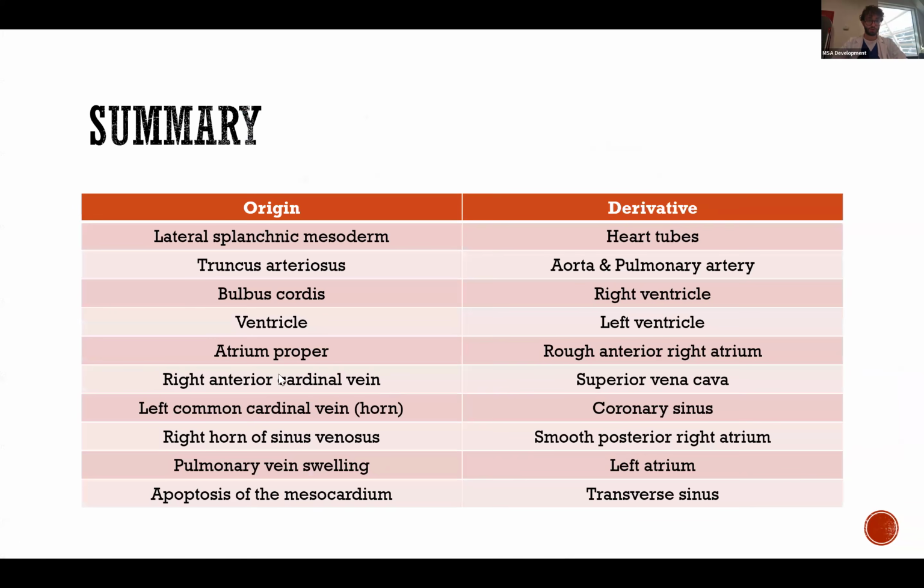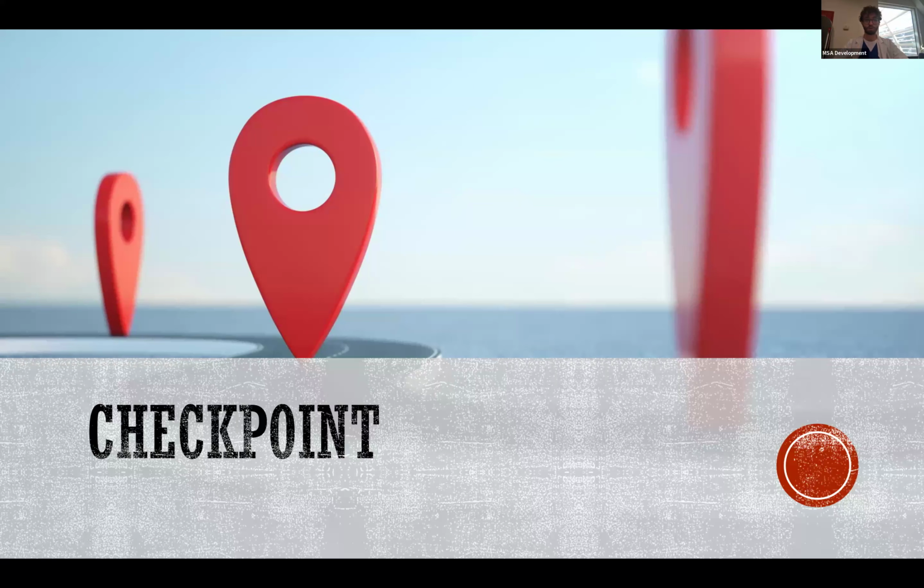Right, let's go back. Then we have the left common cardinal vein, or the left horn. It gives us the coronary sinus. Then, when the pulmonary vein swells, we will have the left atrium, and last but not least, apoptosis of the mesocardium will give us the transverse sinus. And so we have finished the first two lectures out of 7.